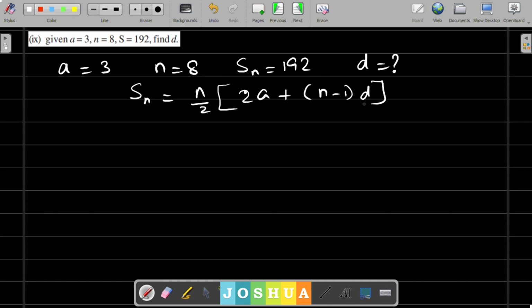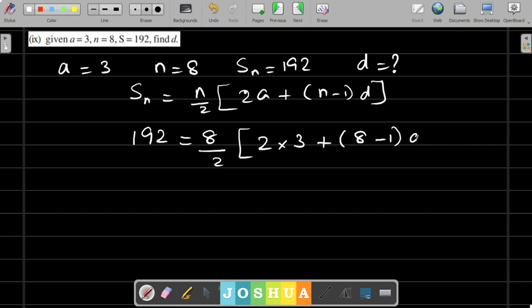This formula I'm going for, because D only we are going to find out, is correct. So you have to select the right equation at the right time. Sn equal to 192, n is equal to 8, and 2 times of a is 3, plus n value is 8 minus 1 d.